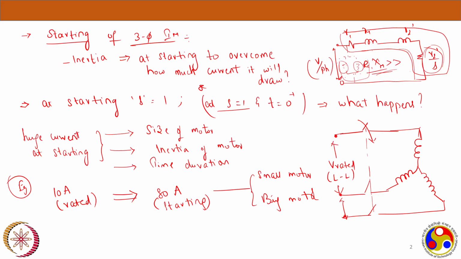So if the motor is very small and if the motor is very big, we are trying to pass 80 amps through both the motors. Can you say which case is better, to pass the 80 amps through the small motor or to pass the 80 amps through the big motor? Which is good?